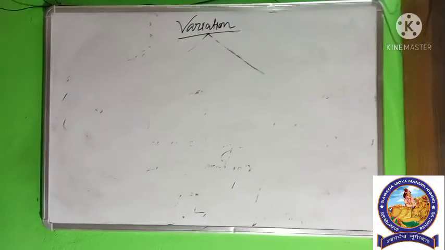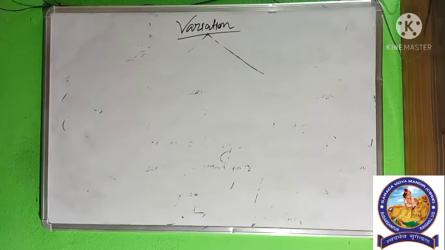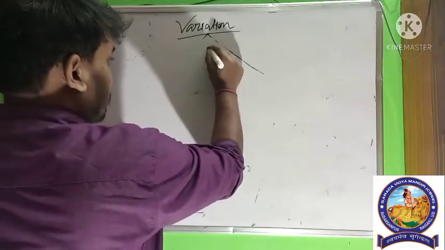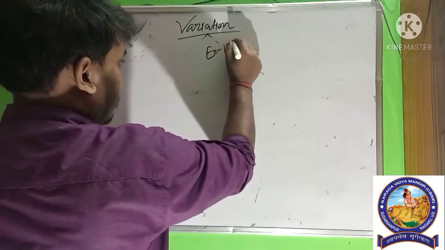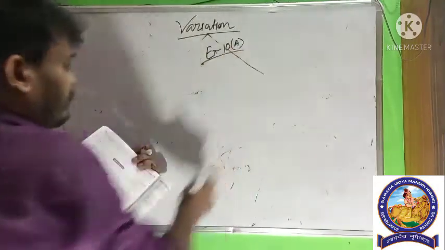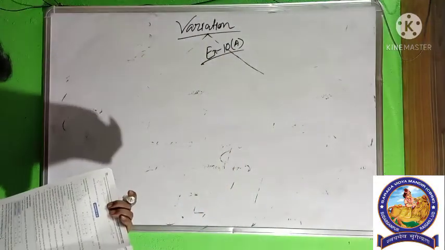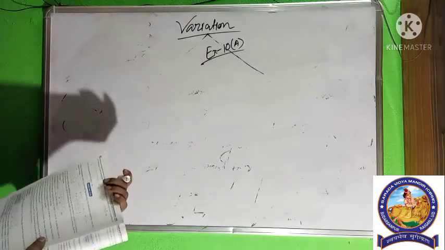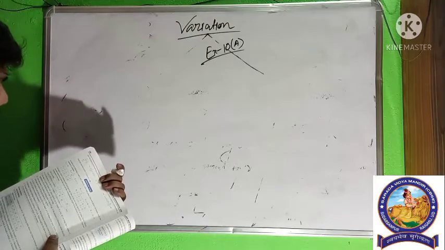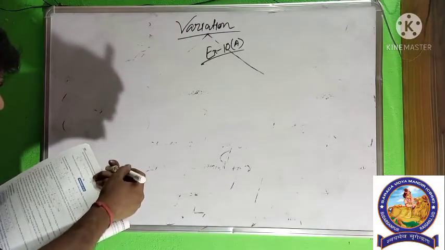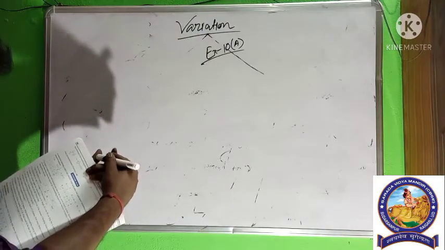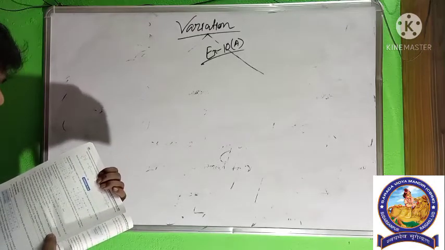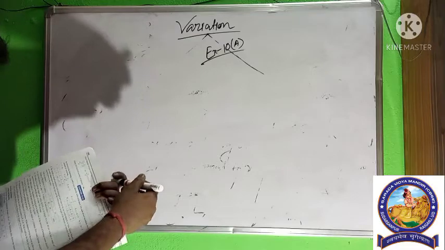Where is the book? Exercise 10A. Question number 1, number 2, number 8. Very easy. In which of the following do x and y vary directly with each other? For each direct variation, state the constant of variation.